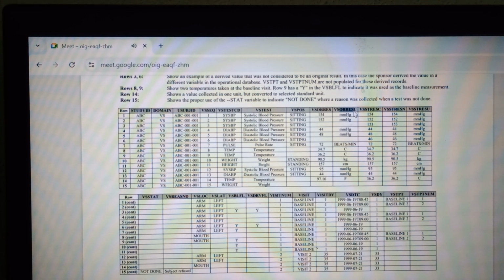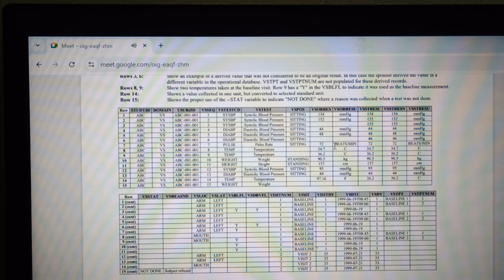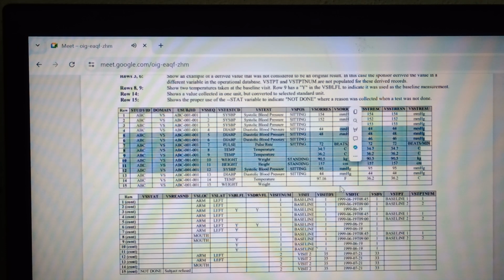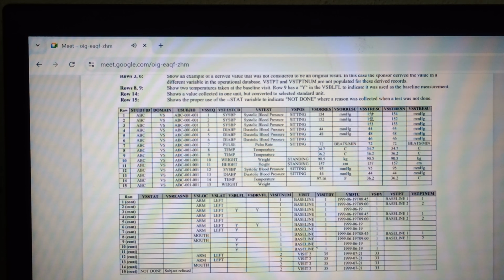And then these are the units. MMHG is for this one, okay. So this is the pulse rate, beats per minute. This is temperature in centigrade, okay. This is weight in kg, height in centimeters. So this one, okay. Sometimes, if you can see this, okay, in this record the temperature's original result is captured as 97.16.